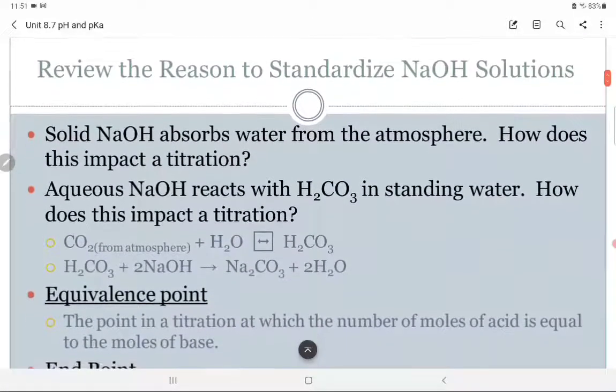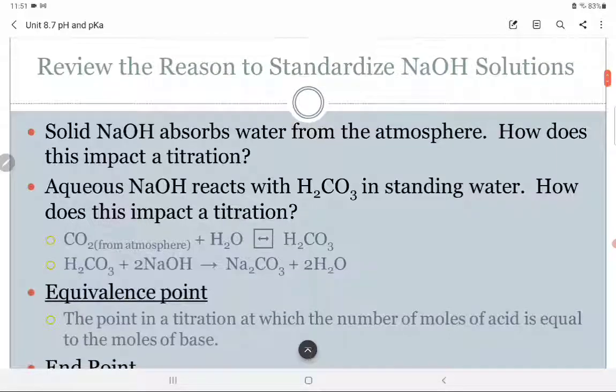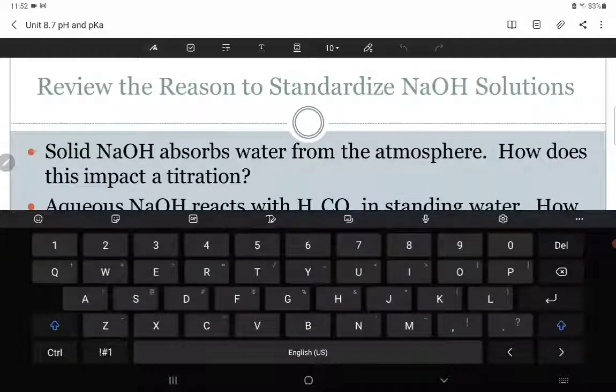I also thought it'd be a good time to review: if we're doing acid-base titrations and you're using sodium hydroxide, even though you think you're measuring out a specific amount of sodium hydroxide making a specific molarity, there are issues with that, and so you have to standardize the sodium hydroxide. And here are our issues.